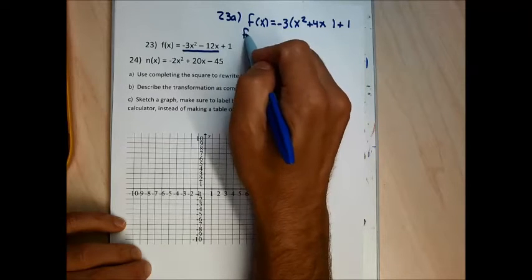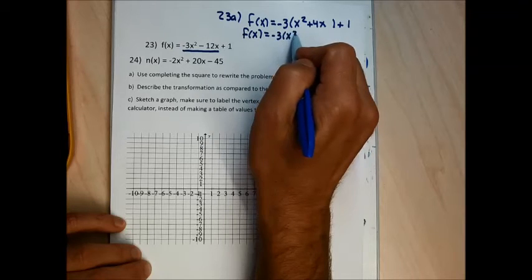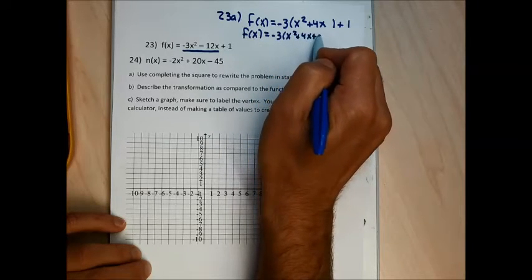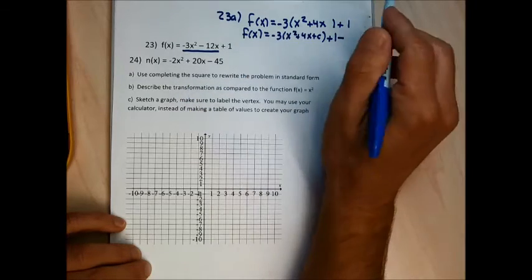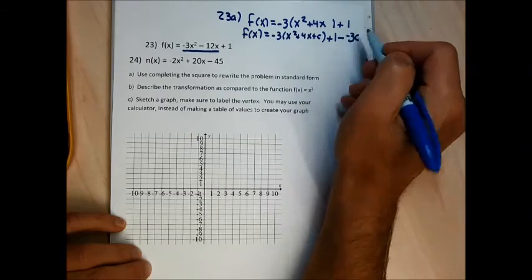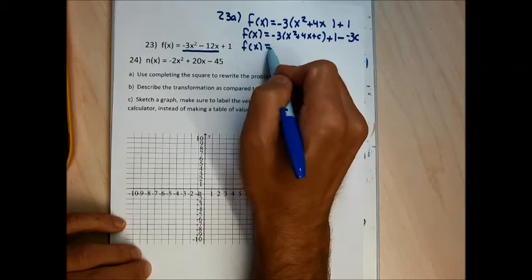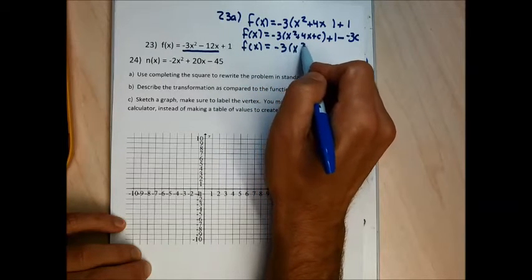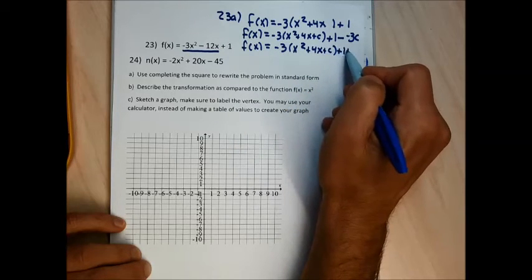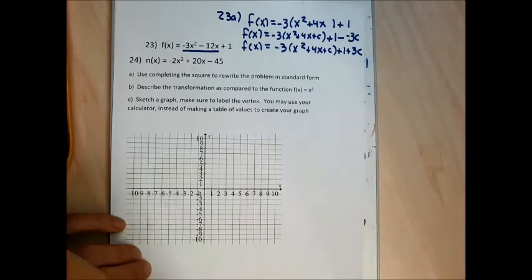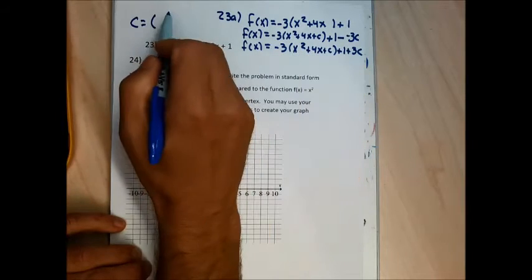And now I'm going to add and subtract c. Inside the parentheses, I just put a c. After the plus 1, I usually have a minus c, but I have to attach that minus 3 to it. So I get a minus 3c. The double negative goes plus. So I get f of x equals minus 3 times x squared plus 4x plus c plus 1 plus 3c, because that double negative goes plus. To figure out the c is going to be half of this 4 squared.